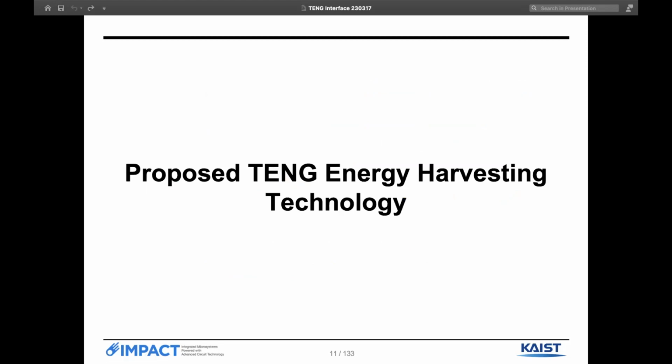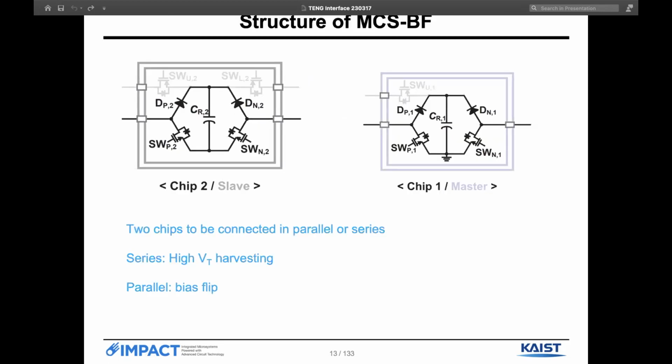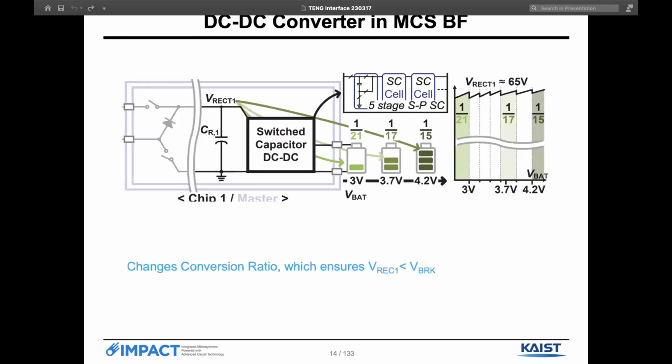So here is the proposed TENG interface in detail: multi-chip extraction as well as stacked bias flip, as I've already said. This is a master chip, and this is the slave chip, and these two chips can be connected in parallel or series. Depending on that, it will have different functionalities. When connected in series, it is used for high voltage harvesting, and when in parallel, it is used for bias flipping. We also have to switch between parallel and series in order to get both functionalities from the TENG.